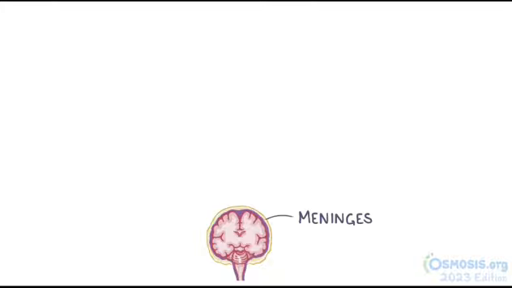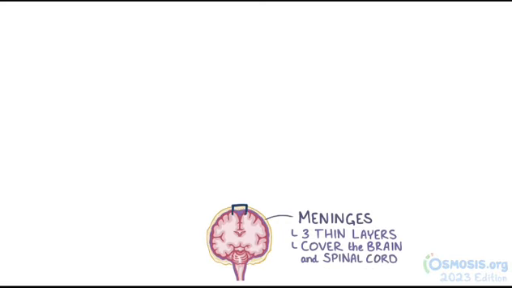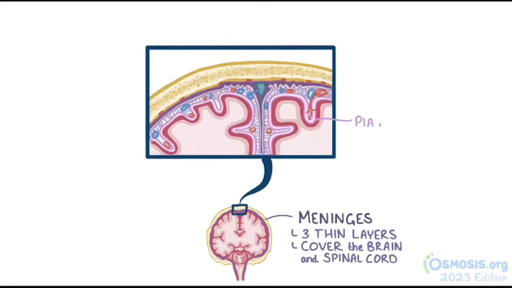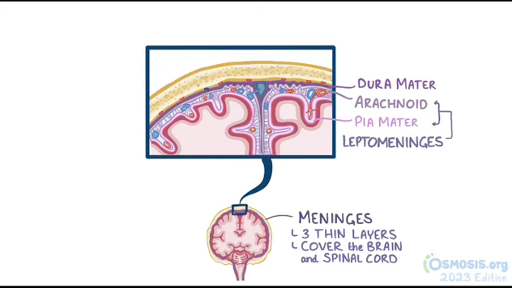Alright, let's start with some basic brain anatomy. The brain is protected by the meninges, which are three thin layers of tissue which cover the brain and spinal cord. The inner layer of the meninges is the pia mater, the middle layer is the arachnoid mater, and the outer layer is the dura mater. The pia and arachnoid maters are also called leptomeninges.